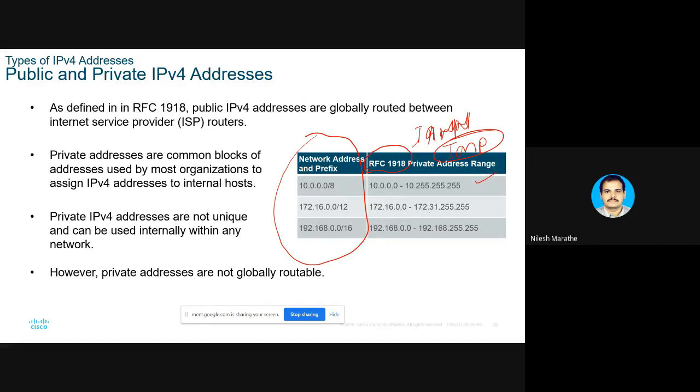172.16 to 172.31, that is class B. 192.168.0.0 to 192.168.255.255, that is class C. So these are the sets of private IP addresses.